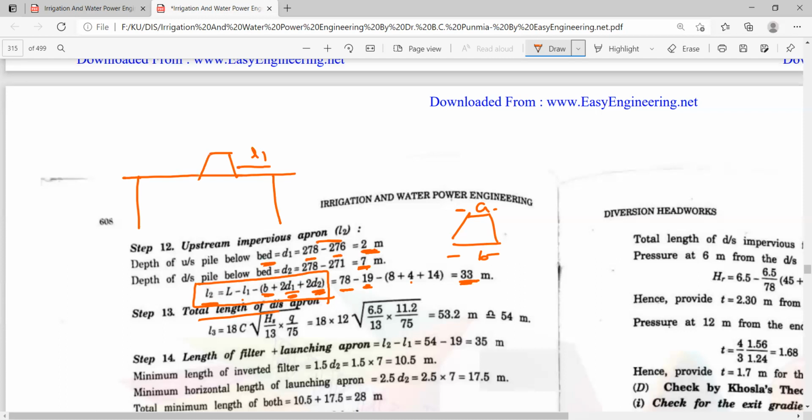Upstream side impervious apron, and that is the downstream side impervious apron, up to the sheet pile work. So this will be the B1, this will be the B. So here to here it is L2. Okay, so this is the impervious apron. This is also impervious apron.